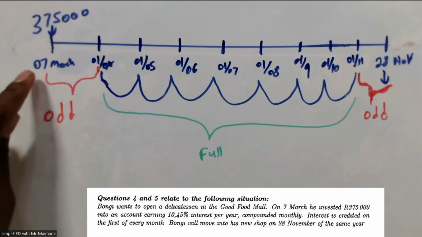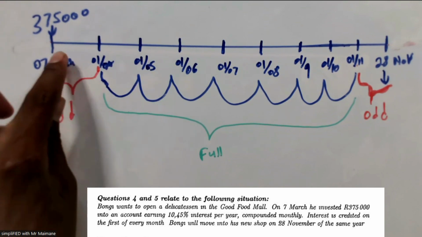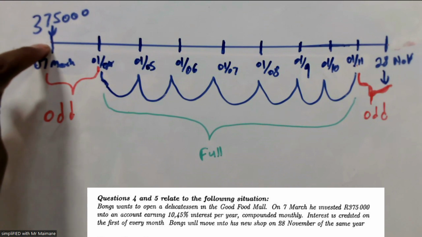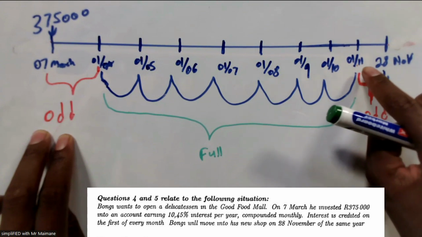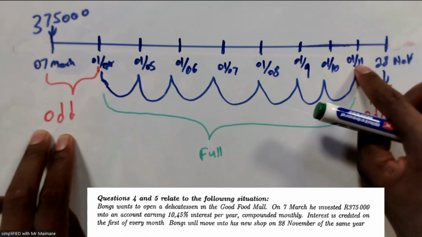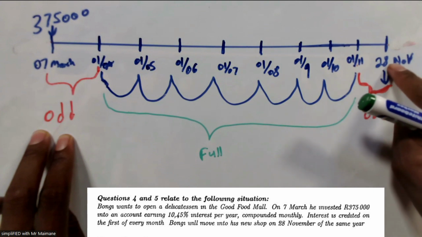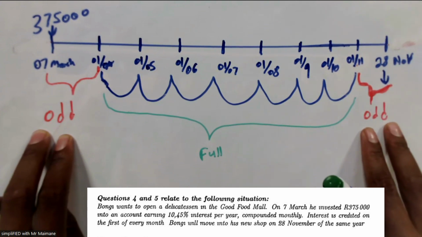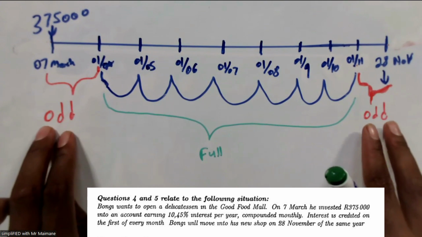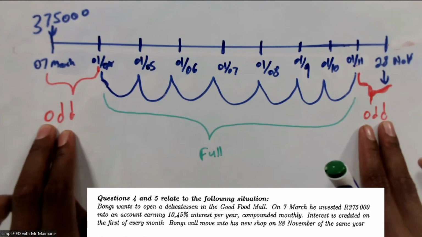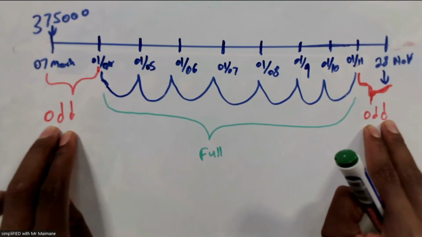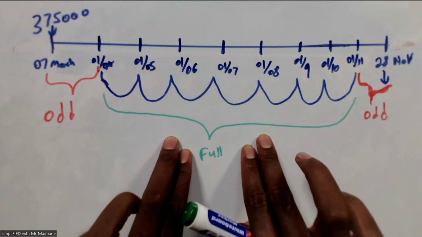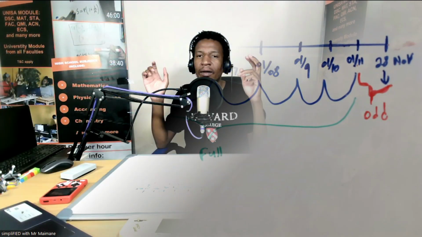So from here to here, we just have a number of days that goes from the 7th of March up until the last day of the month. It's our odd period. And then we only have the number of days that goes from the 1st of November up until the 28th of November. It's only a number of days there. And within those days, it's not a full month, meaning interest was not credited because interest is credited on the 1st of every month. So this represents our odd period, and this represents our full period.